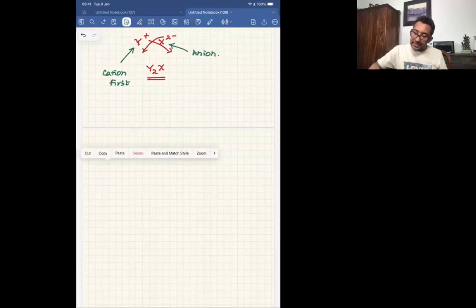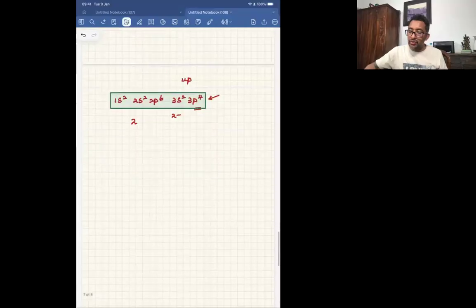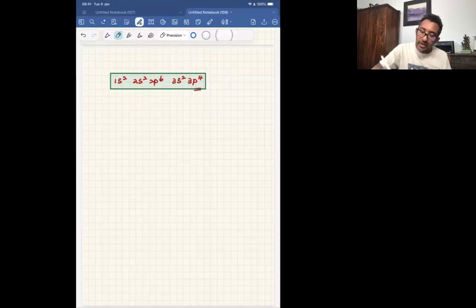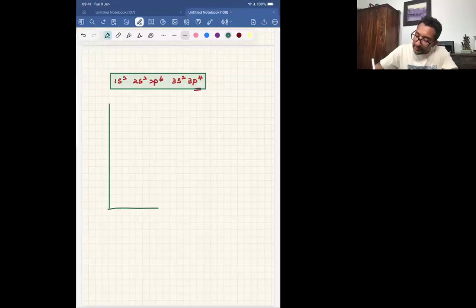This is the electronic configuration, and we are going to remove these electrons gradually. Whenever you are removing electrons, you remove them from the outermost energy level. Last to come, first to remove. First you remove 4 electrons from the p energy levels: 1, 2, 3 and 4.